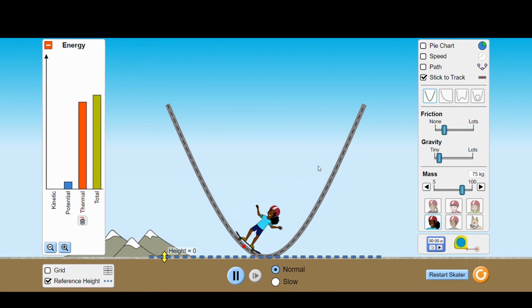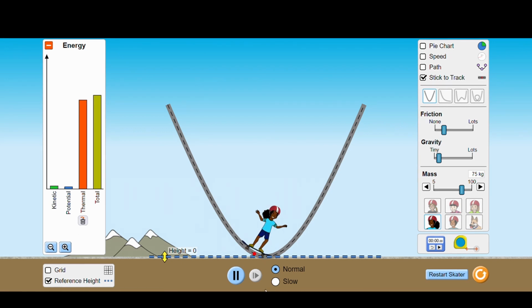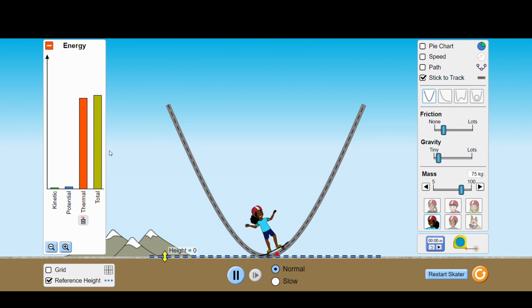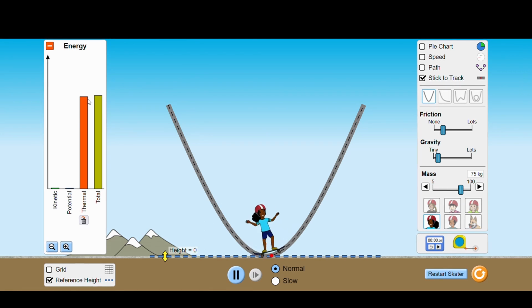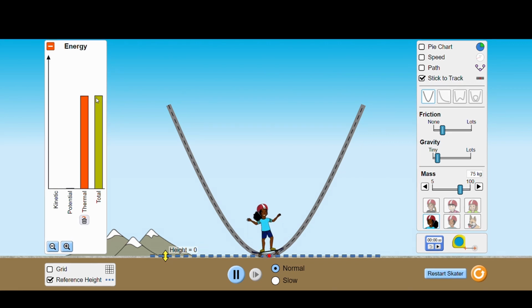Okay, so now she has stopped almost. And now you can see this bar graph. It's almost equivalent to total energy, and it's increasing till it reaches exactly the total energy, where this girl will totally stop. Now she will stop, poor thing, because now she doesn't have any energy.